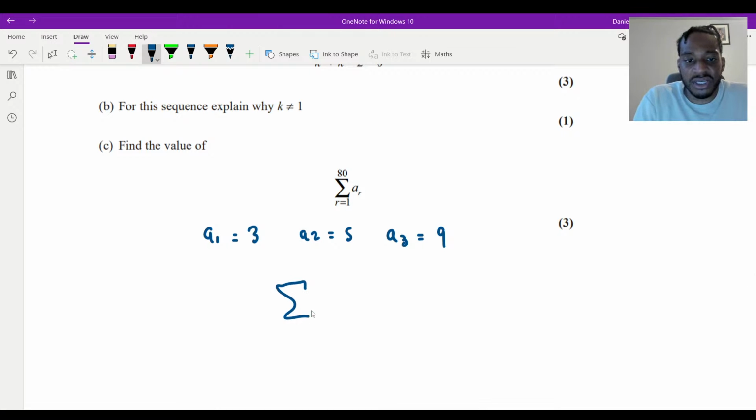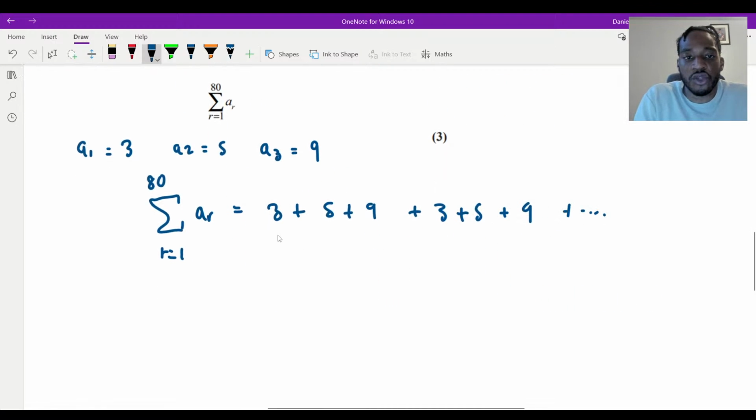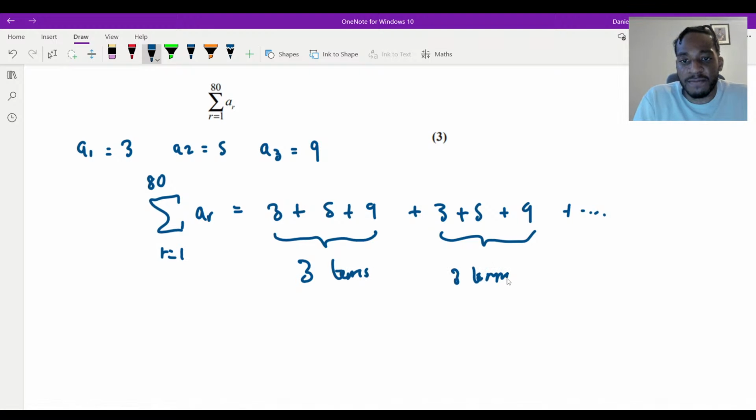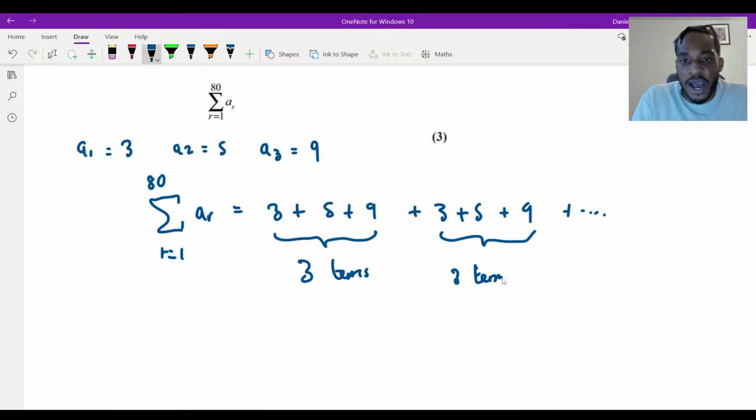In this case, I want the sum of A_r from r equals 1 to 80, the first 80 terms. I've got 3 plus 5 plus 9, and then I keep doing 3 plus 5 plus 9, and so on and so forth. I need to do this 80 times. We can see that we've got 3 distinct terms, so we've got 3 terms, 3 terms, 3 terms like that.